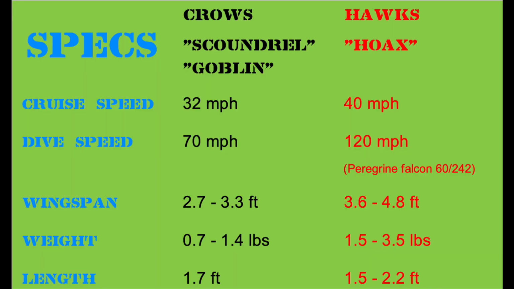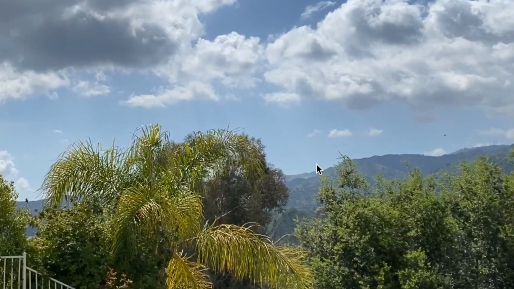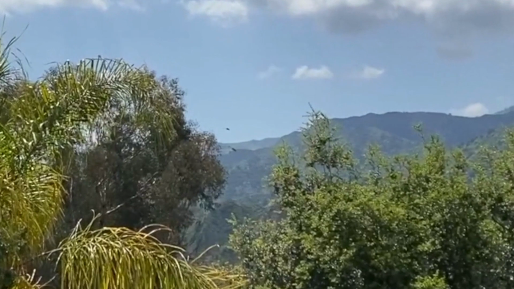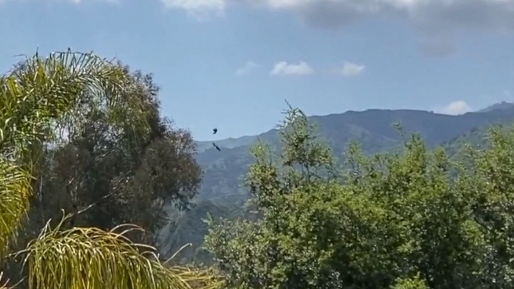Okay, we're going to have three guys involved in this fight. Two crows and a hawk. Call sign for the crows are Scoundrel and Goblin, and for the hawk, Hoax. The birds will enter right here. This is Scoundrel, the first crow. He is above Hoax, the hawk. He disrupts his flight path.